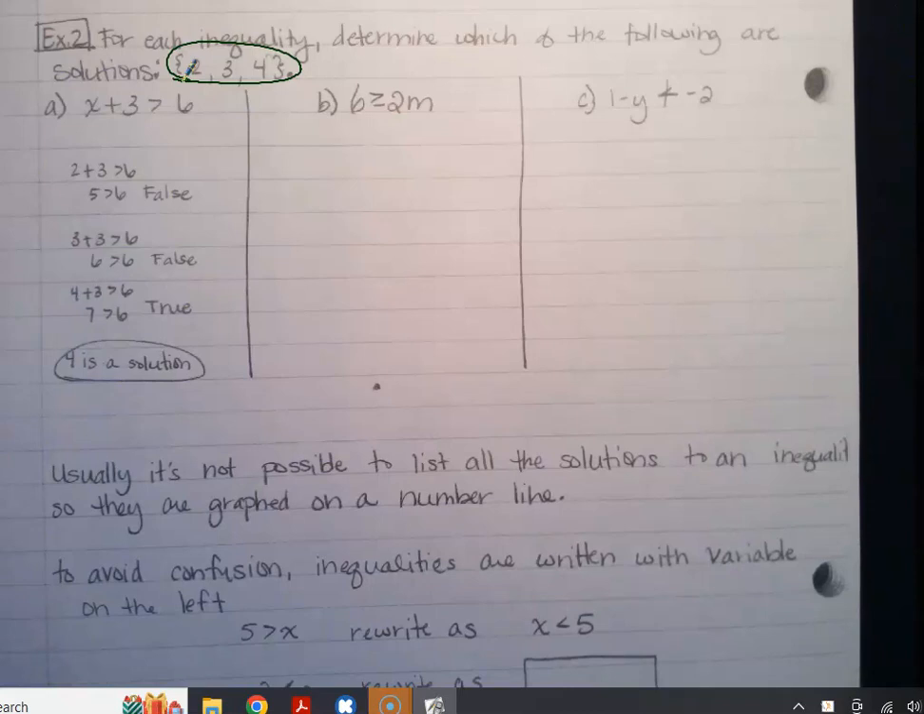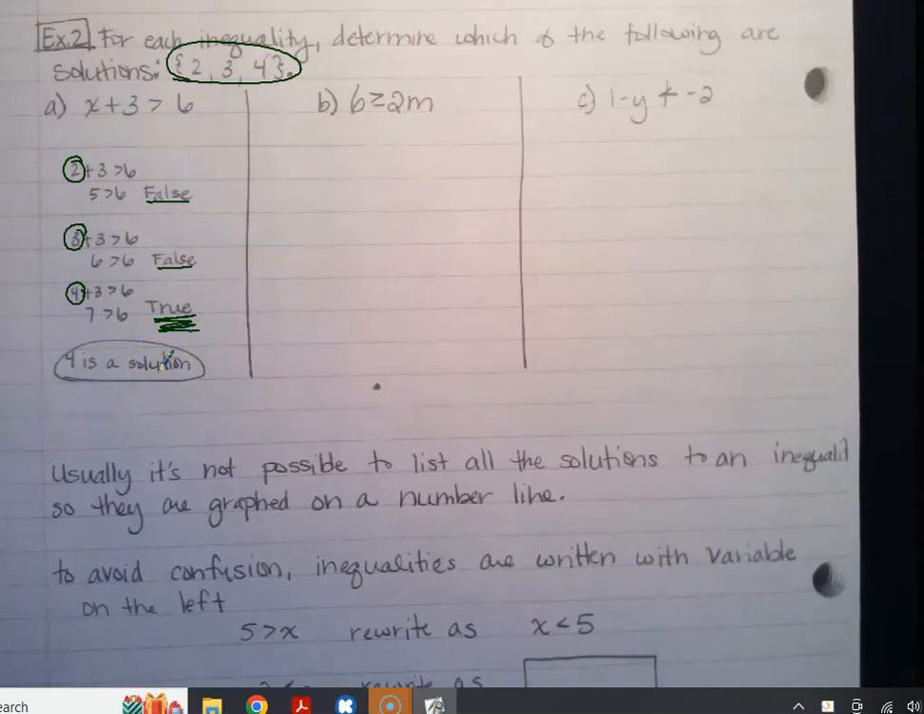So in the first one, we plugged 2 in. So 2 plus 3 is 5. 5 is greater than 6. Nope, that's false. So the next time we plug 3 in. 3 plus 3 is 6. 6 is greater than 6. Nope, that's false. So the next one, we plugged 4 in. 4 plus 3 is 7. 7 is greater than 6. Hey, finally we have one that's true. So 4 is a solution. Okay, I did the first one for you to have that.